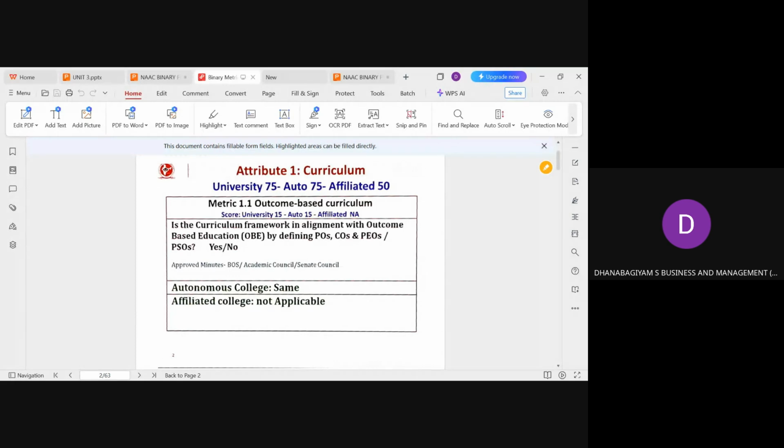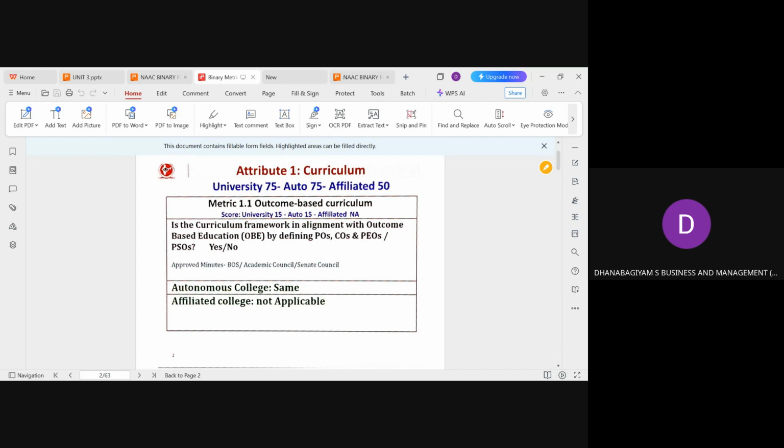Basically, the curriculum framework will be aligned with outcome-based education. So definitely our syllabus, whether at a UG level or at a PG level, should have this particular OBE concept, outcome-based education, which has POs, COs, PEOs and PSOs. This should be there in our syllabus.